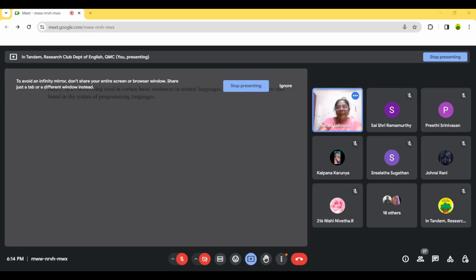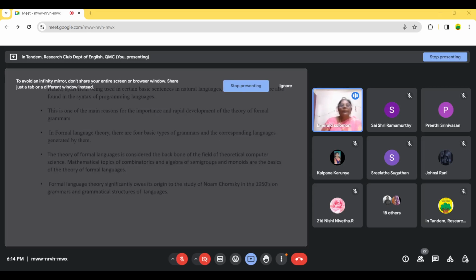Apart from all these, the main reason for the development in formal grammars is that these 4 types of grammars formed the backbone in the field of theoretical computer science because they were used in most of the formal languages used in computer science, as well as in the compilers, which convert the high level language into the low level language. They make use of such languages. Next slide, please.